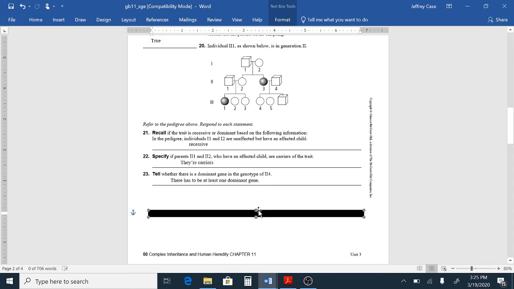Okay, number 23. Tell whether there is a dominant gene in the genotype of 2-4. There has to be at least one dominant gene. Okay, we look here because they all have these, 2-3, 2-4, all had unaffected children. Okay, moving on.